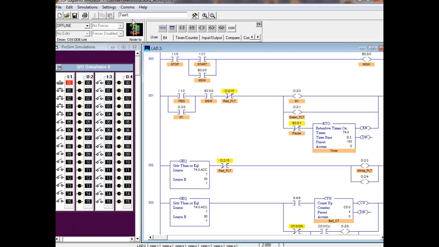So when we get up to what? When it's greater than or equal to 50, which would be 5 seconds, that's going to do what? Trigger that. Yeah, turn on motor 2 and the white pilot light. I forgot to label that. Then, I think it was what? So many seconds later, 4 seconds later. Okay, so that would be what? 50 plus 40. So if it's greater than or equal to 90, right?